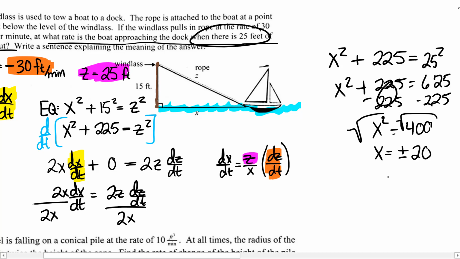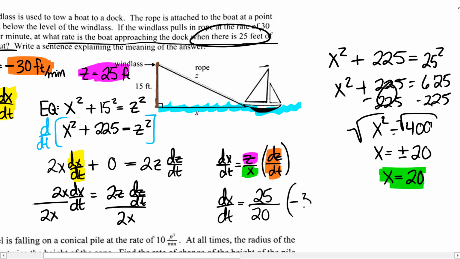And in context of the problem, the distance would be positive. So when z is 25, x is 20, and that's what we plug in for x. dx/dt is 25 feet over 20 feet times the rate of change of the rope. This simplifies to be negative 75 over 2, or negative 37.5. This is dx/dt, the rate of change of the distance to the dock. So distance per time will be our units for this rate, feet per minute.